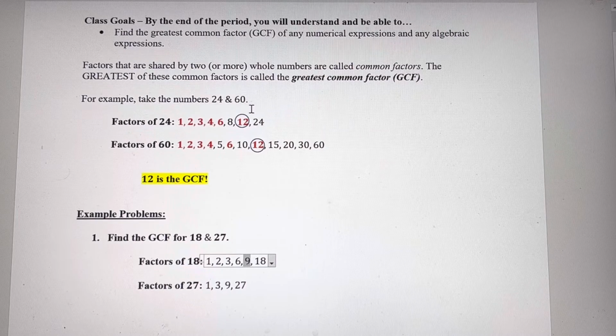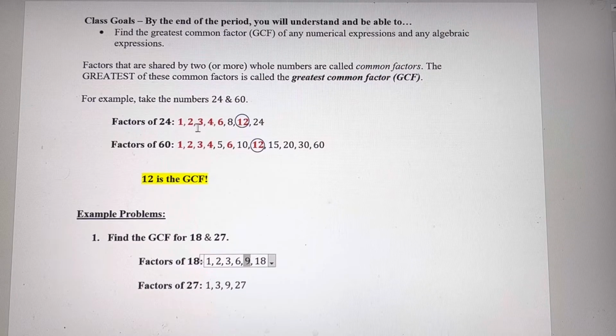So the numbers 24 and 60, if we break down 24 into all of its factors, okay, we know 1 times 24 gives us 24, 2 times 12, 3 times 8, 4 times 6. So all of these would be considered factors of 24. Okay, 60 has even more factors. 1 times 60, 2 times 30, 3 times 20, 4 times 15, 5 times 12, and 6 times 10. All those pairs of factors that multiply to be 60, okay?